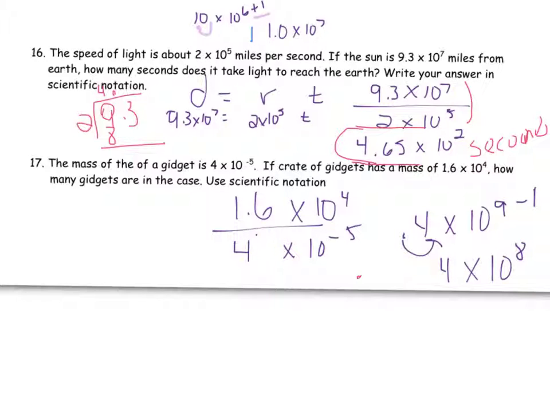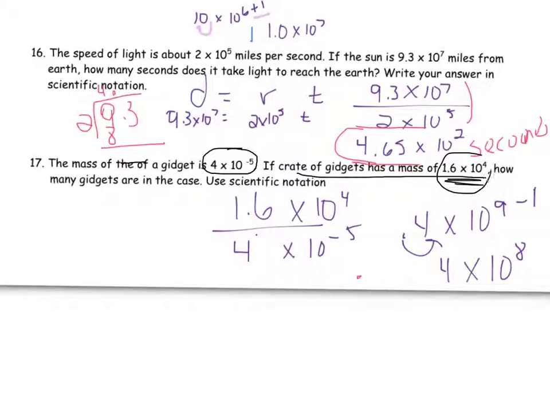All right, yes, I know I have a little typo over here. The mass of a gidget is this. So this is how much one weighs. If there is a crate that weighs this much, how many gidgets are in one? Again, you can make this an easier problem. If one marker weighs 4 and a box of them weighs 16, how many are in the box? So it is a division problem.